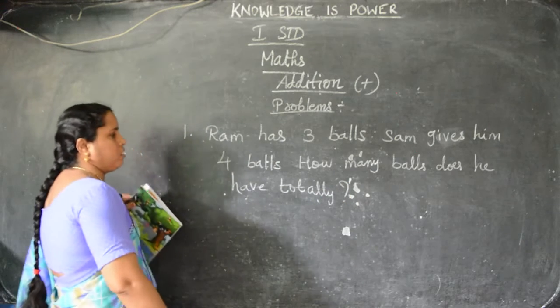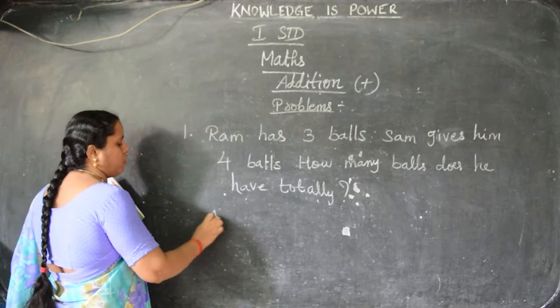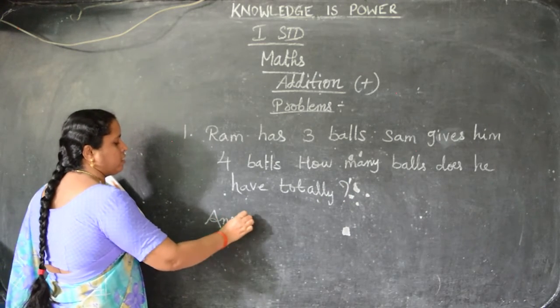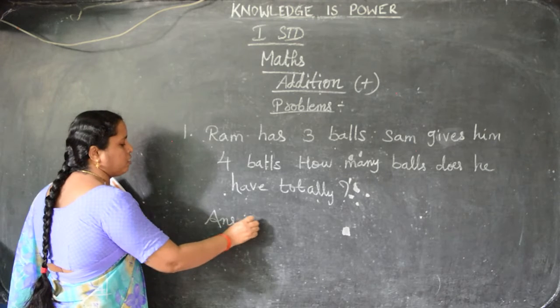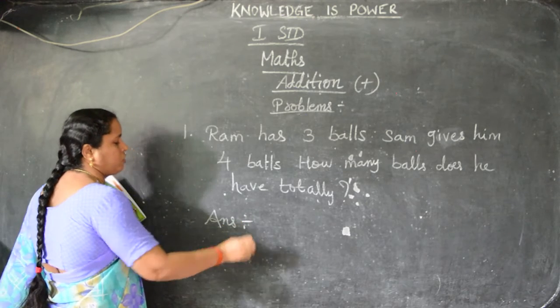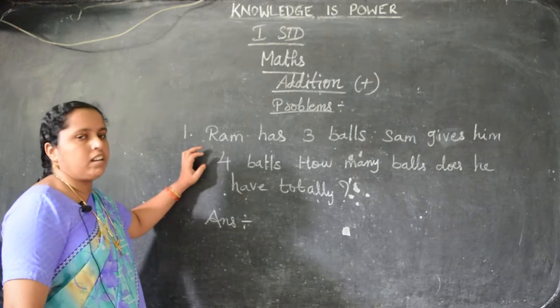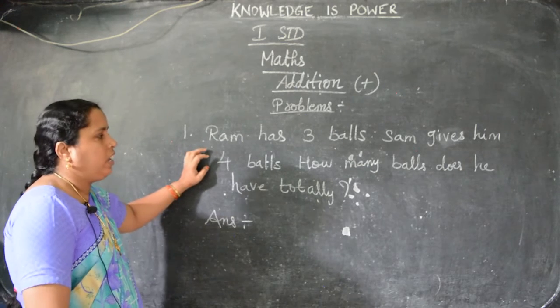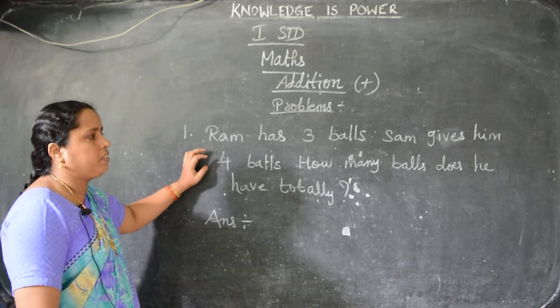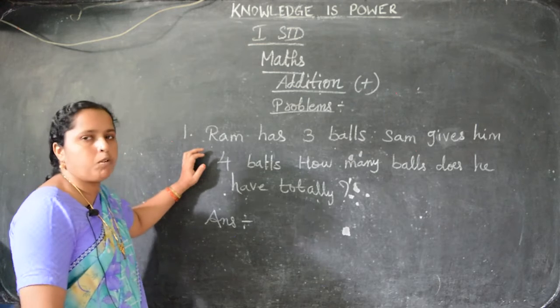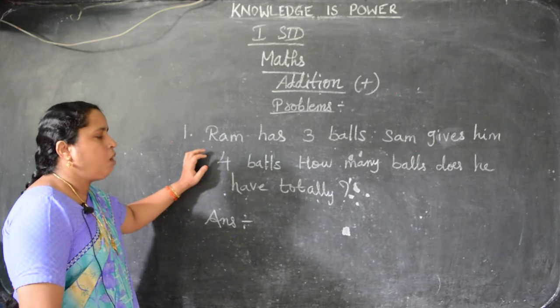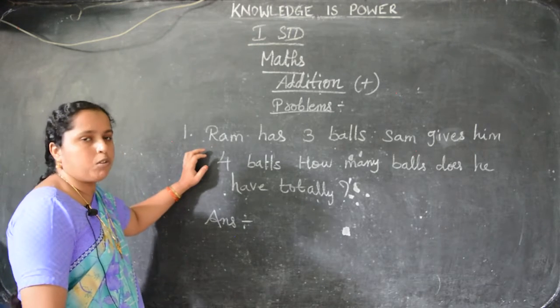This is the question. How should you write the answer? Already I told you, children. Say how you should write. See here. Ram has 3 balls. Already Ram has 3 balls. His friend, who is the friend? Sam. Sam gives him 4 more balls. Then how many balls does Ram have in total?